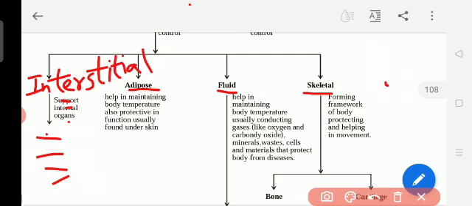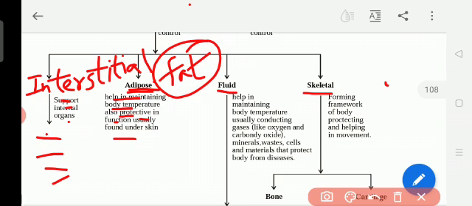Next one is the adipose. Adipose means help in maintaining body temperature, also protective in function, usually found under the skin. Adipose means like fat only. So fat maintains the body temperature in our body. It is present under the skin.